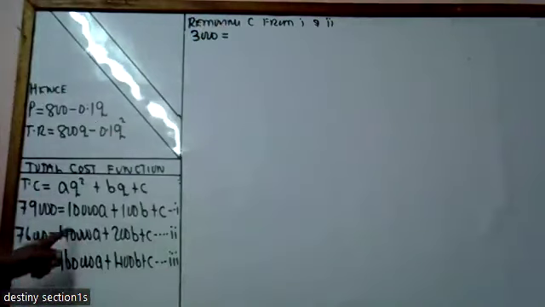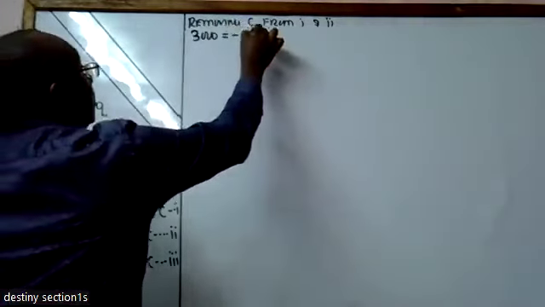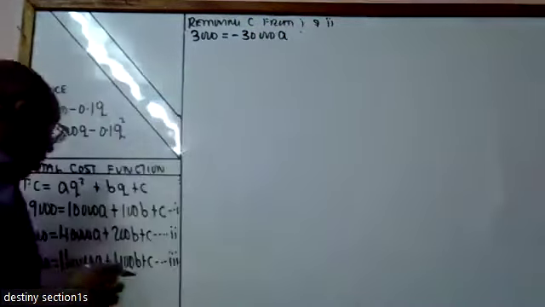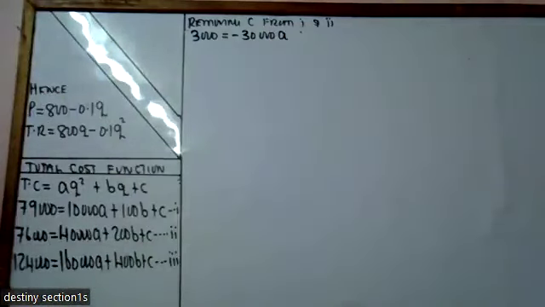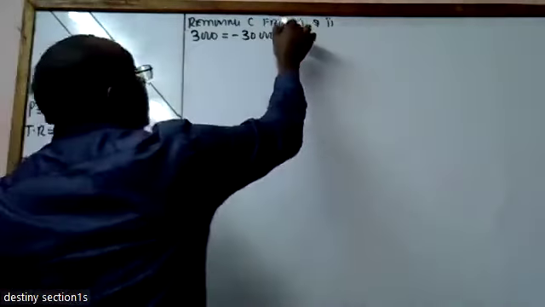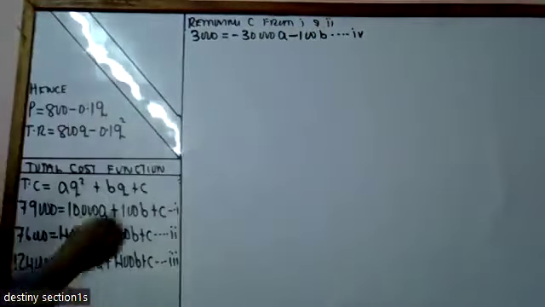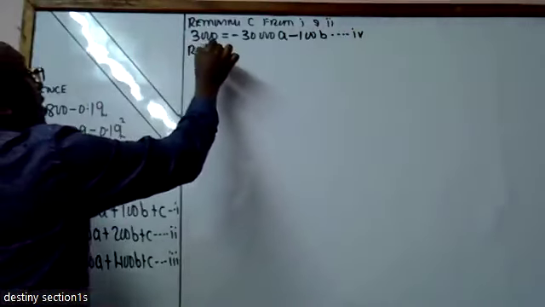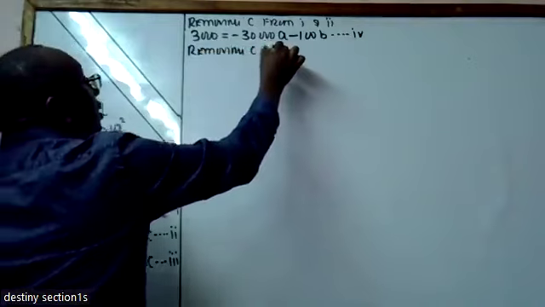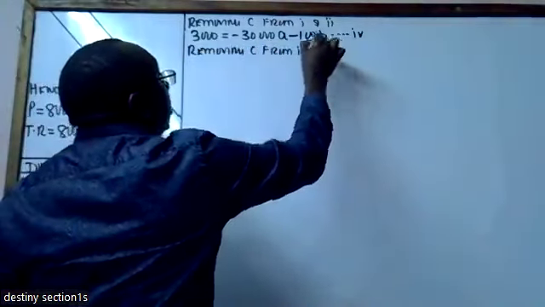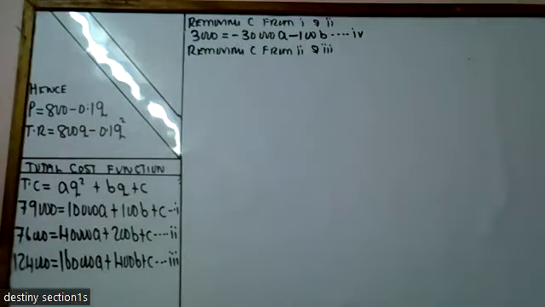Tell me, 10,000 minus 40,000 is what? Negative 30,000 A. And then the other one, 100 minus 200 is what? Negative 100 B. In this one, we call it equation number 4. Then we proceed and again say, removing C from equation 2 and 3. Now tell me 76 minus 124.